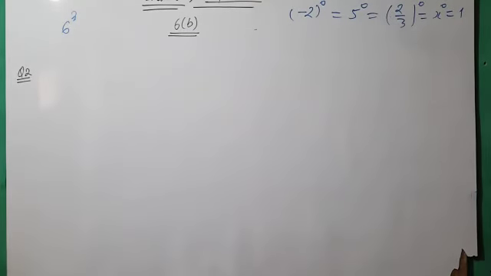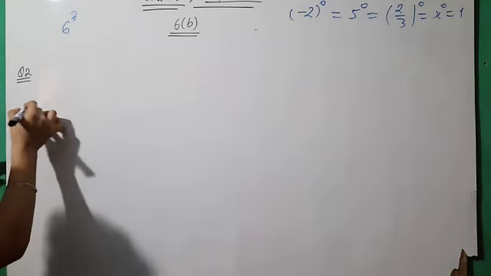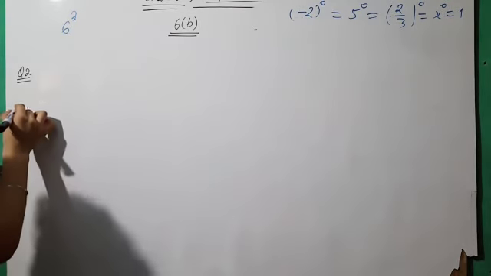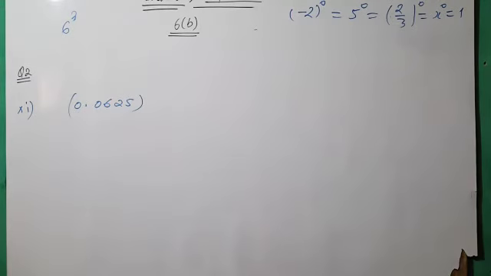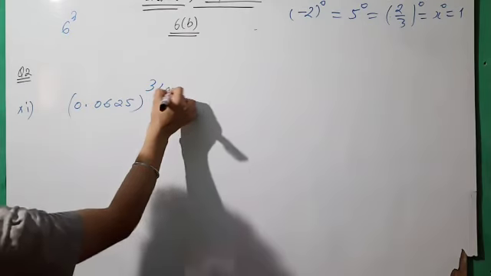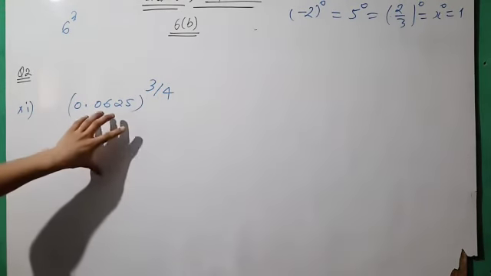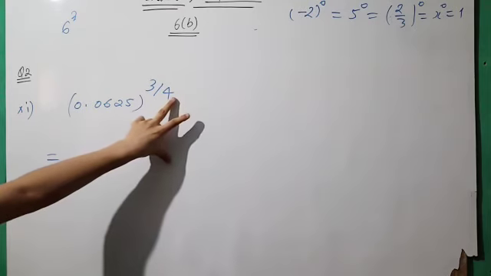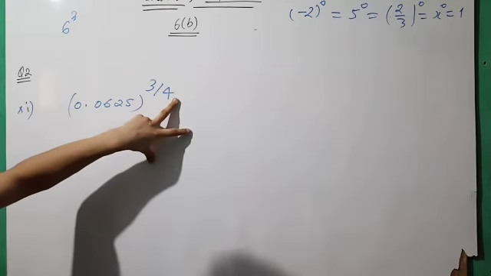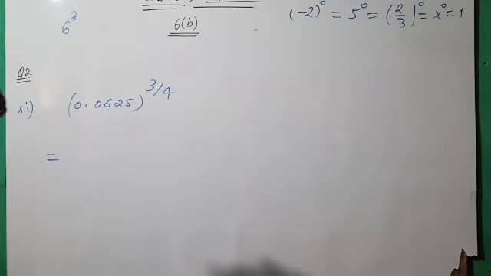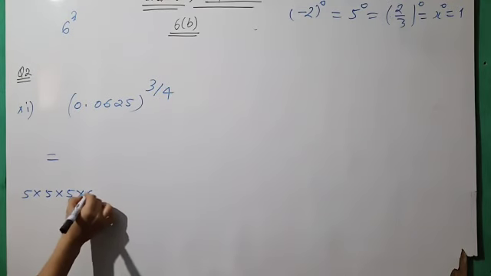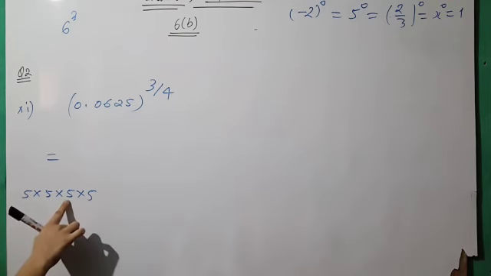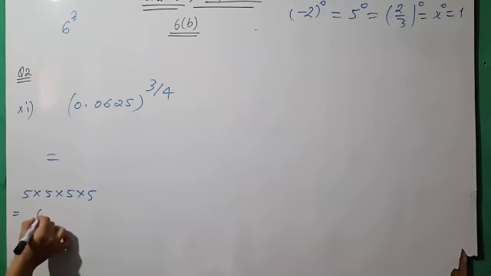Now the 11th part, we have 0.0625. I think yes, 11th part. 0.0625 to the power 3 by 4. 3 by 4 means we have to change this number into the form of a number that has power 4. Just think about this: 5 into 5 into 5 into 5. 5 5s are 25, 25 into 5 is 125, and 125 into 5 is 625.